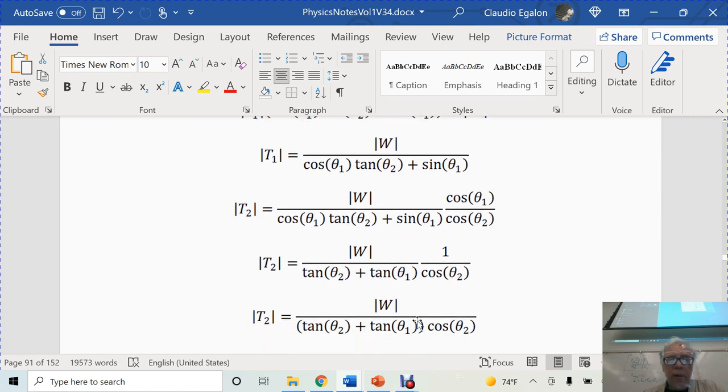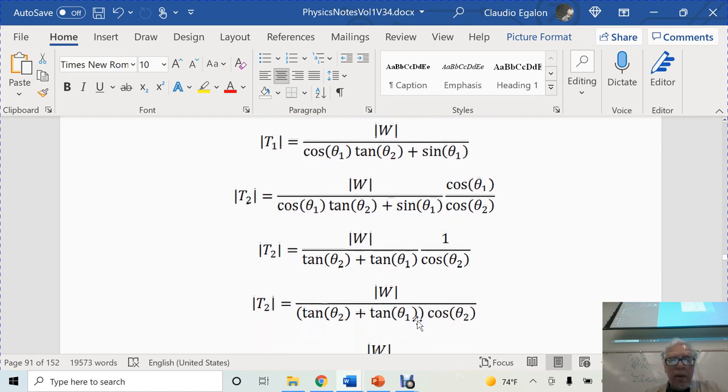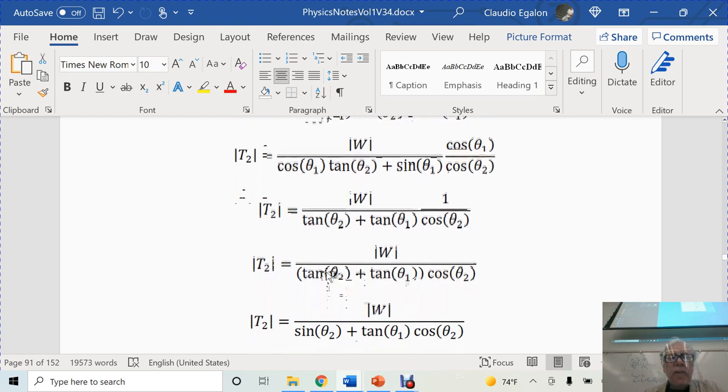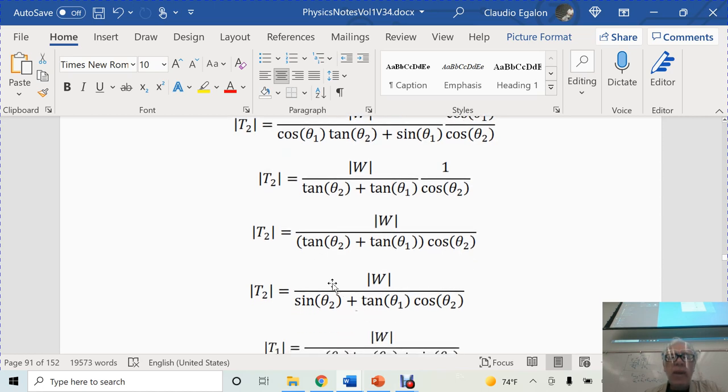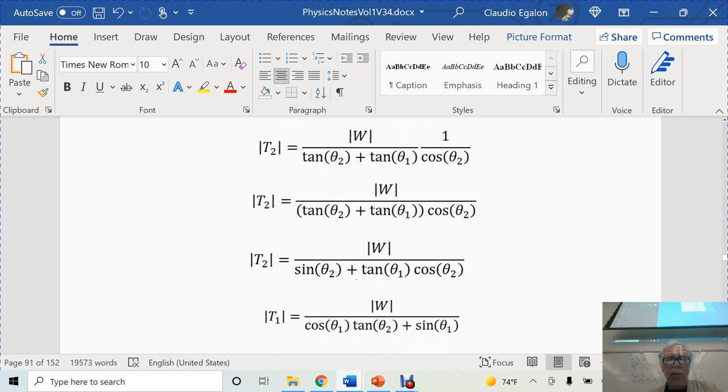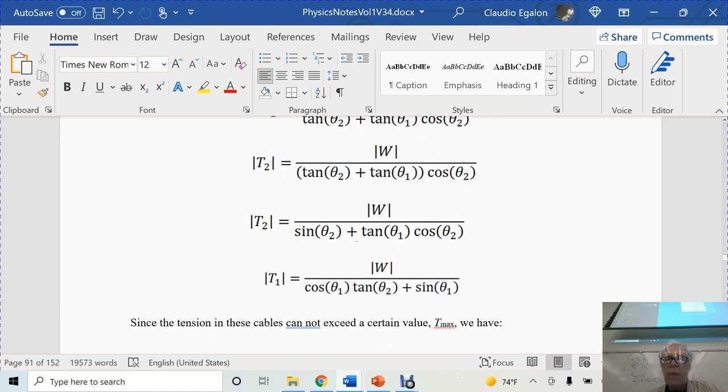Can we simplify that further? Yes, I think so. This tangent is sine divided by cosine, theta 2. So the cosine of this first tangent is going to cancel out with this one. And that's why you have the sine of theta 2 here in the second term. So that's our final result for T1 and T2. I cannot simplify that anymore for T1.